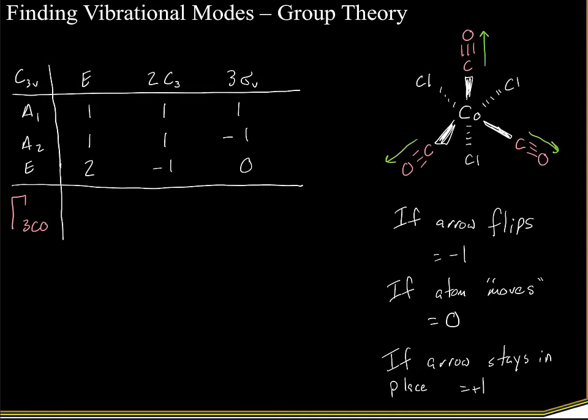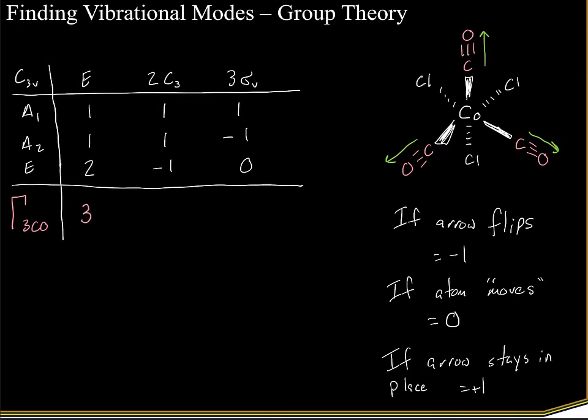So these are essentially the same kind of rules that we use for molecular orbitals, but now instead of looking at orbitals, we're just looking at these arrows for these bond vibrations. And so under the identity, when we do our symmetry operation and everything stays in place, I have 3 arrows that have not moved. They're in the same location that they began. So my reducible representation would get a 3.